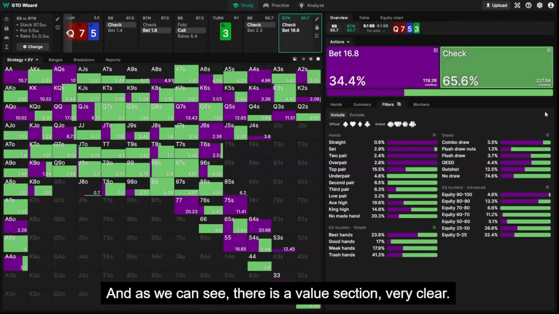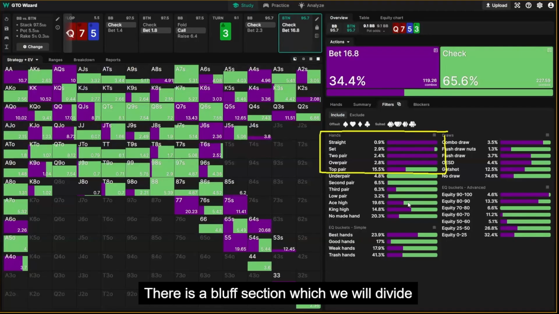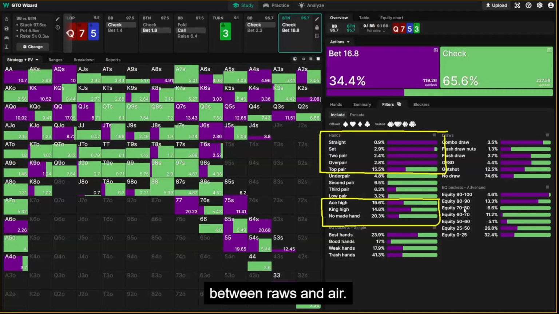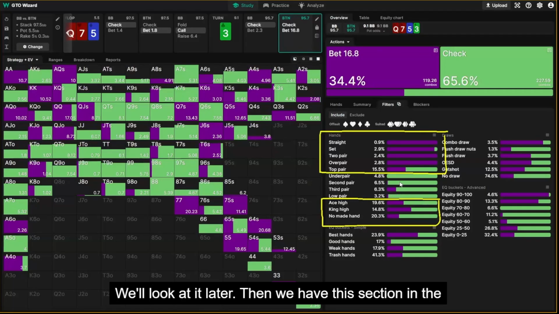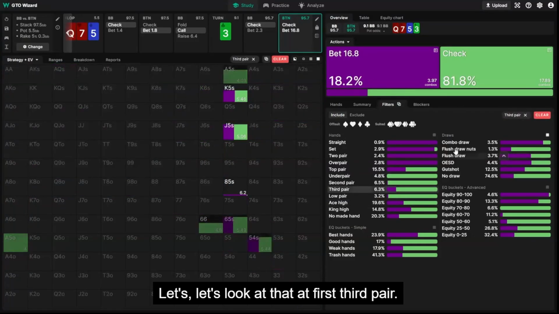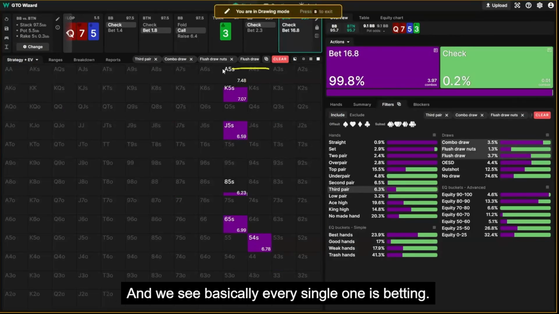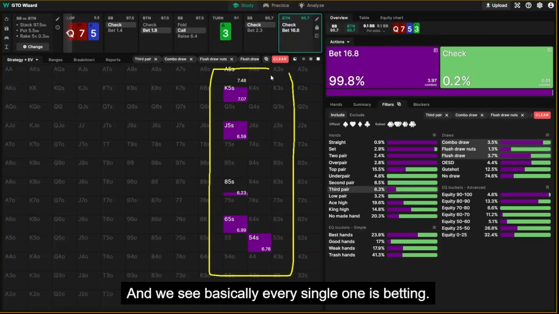There you go. And as we can see, there is a value section, very clear. There is a bluff section, which we will divide between draws and air. We'll look at it later. And then we have this section in the middle, which kind of seems to not fit either a bluff or value. Well, let's look at that first. Third pair, and let's do flush draw, combo draw, and flush draw to the nuts. And we see basically every single one is betting.